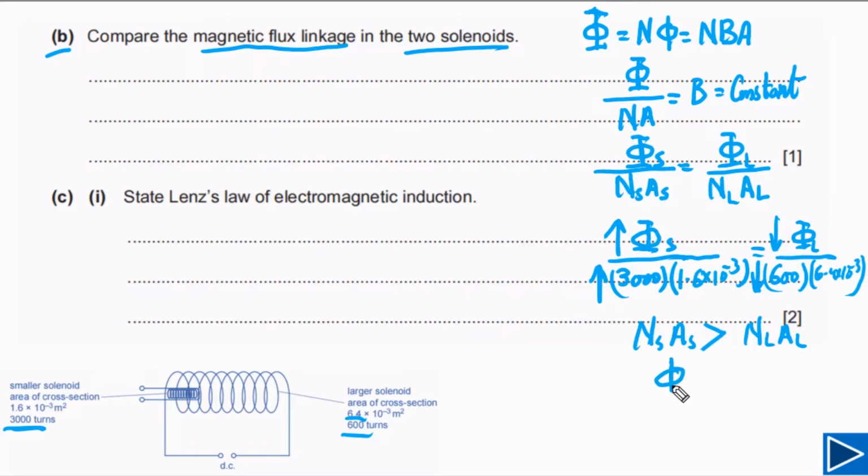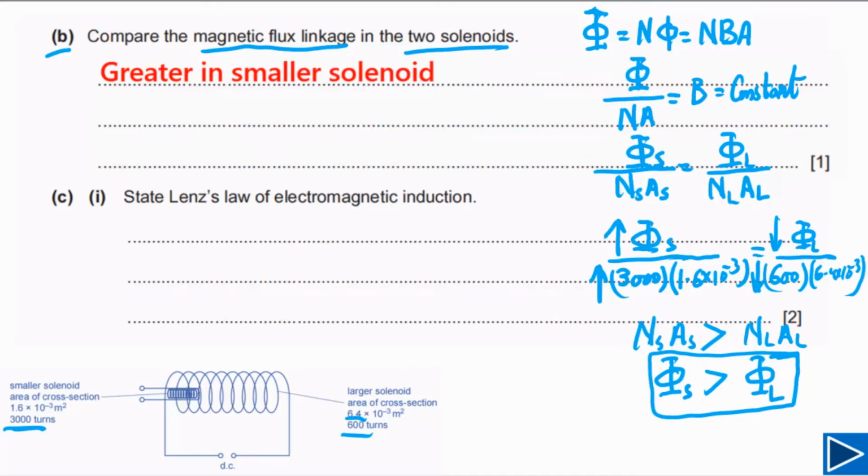So here simply we can conclude magnetic flux linkage of smaller solenoid is greater than magnetic flux linkage of larger solenoid, and this is what we need to write down in our answer. You can find out actually this area is 4 times greater, but number of turns on the smaller solenoid is 5 times greater. So overall this one is greater. In your answer, simply you can say greater in smaller solenoid, and this is 1 mark. If you have written this one, you will get 1 B mark.